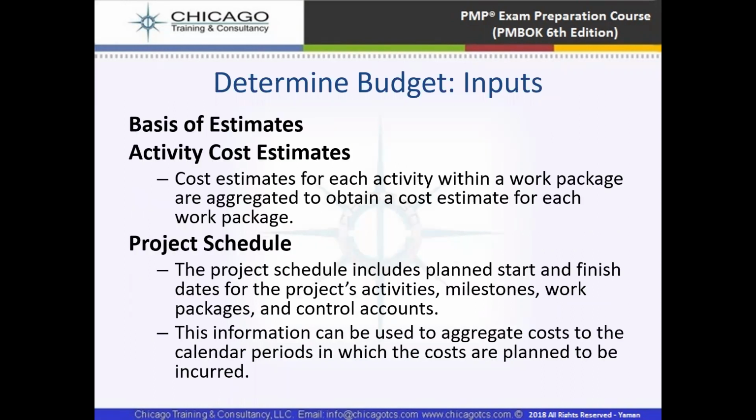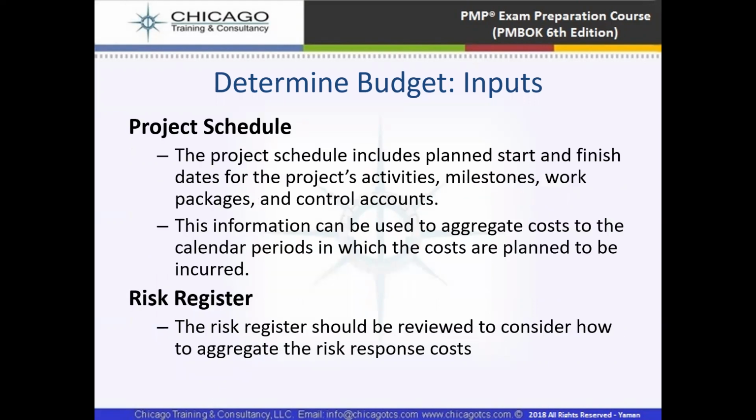And then we have the basis of estimates in inputs, like the activity cost estimate, that is estimated from a very detailed, low level to the high levels. And then we have the project schedule as an input, in which we have the planned start date and finish date for the project activities, like the milestones, the work packages, and the control accounts. The information is used to aggregate cost in the calendar. So we have the costs based on our calendar. We can have the cost on a daily basis even as an input to determine the budget.